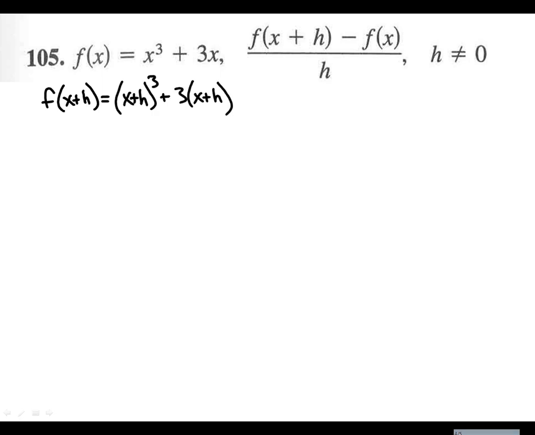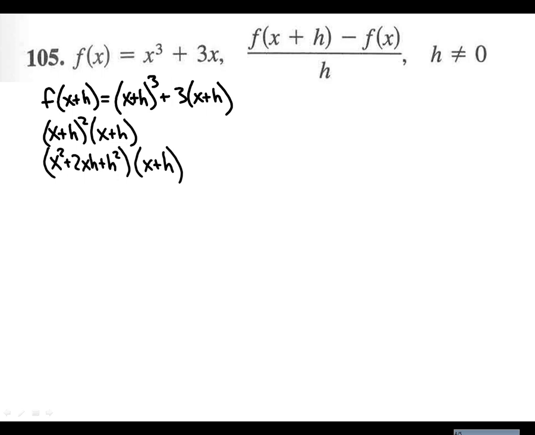(x plus h) cubed, we could think about it as (x plus h) squared times (x plus h). So (x plus h) squared is x squared plus 2xh plus h squared times x plus h. I'm going to go ahead and use what's called the box method to keep myself organized. I have 3 terms, so I'm going to make 3 rectangles underneath it, and then I'm going to bring this x plus h down over here and have 2 terms, so we'll have 2 rows.